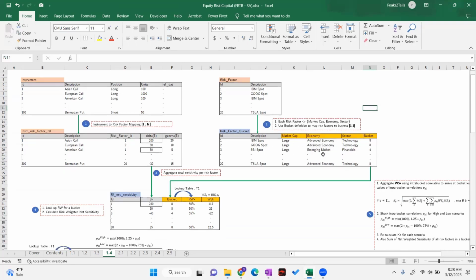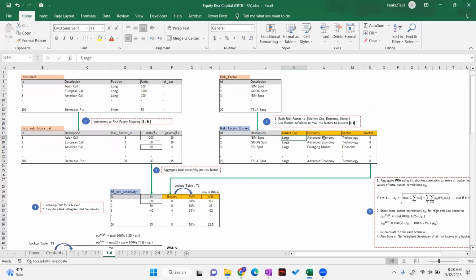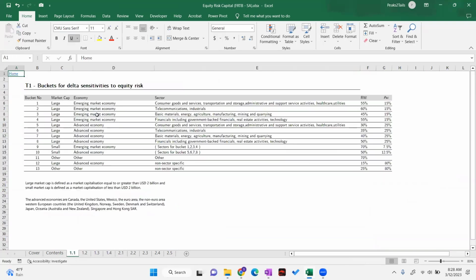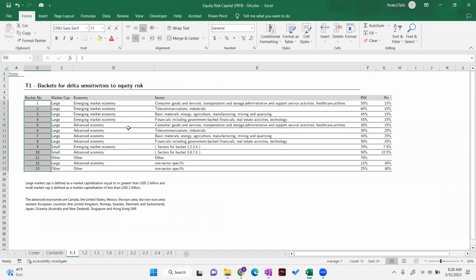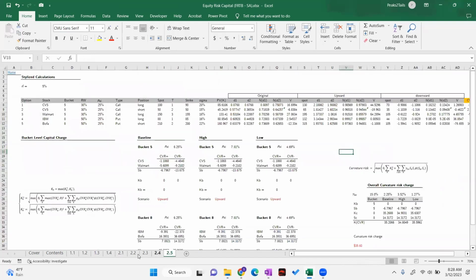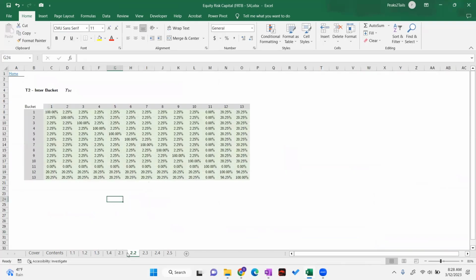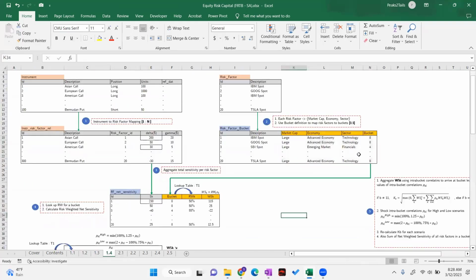For every risk factor, find out what is the market cap, what is the economy that it's operating in, and what's the sector. Accordingly, you'll find the bucket number. For that bucket, I should have put a lookup here, but yeah, this comes from the regulatory table 1.1. Once you know these three, you can find the bucket number. So this is a lookup exercise. Sorry. Yeah. So this part is clear, right?